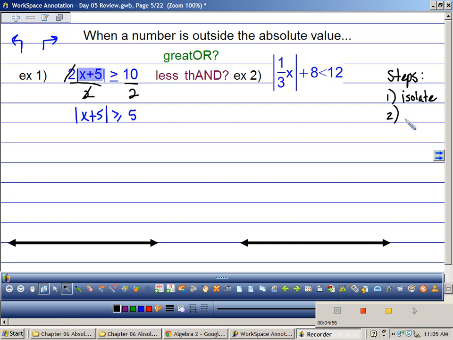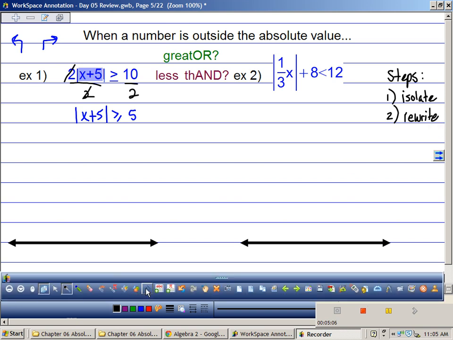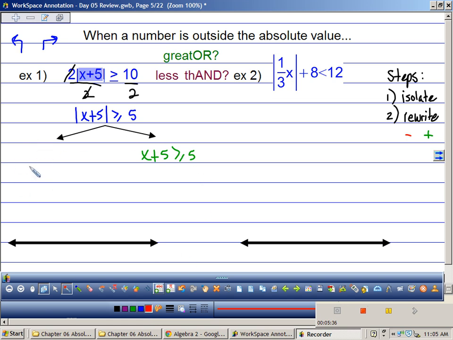Lena? Okay, or we kept saying rewrite. Rewrite the two equations. So I've got one in the positive direction and one in the negative direction. So we had a positive direction and a negative direction. So what is my inequality in the positive direction? It's the same, right? X plus 5 is greater than or equal to 5. What about in the negative direction?